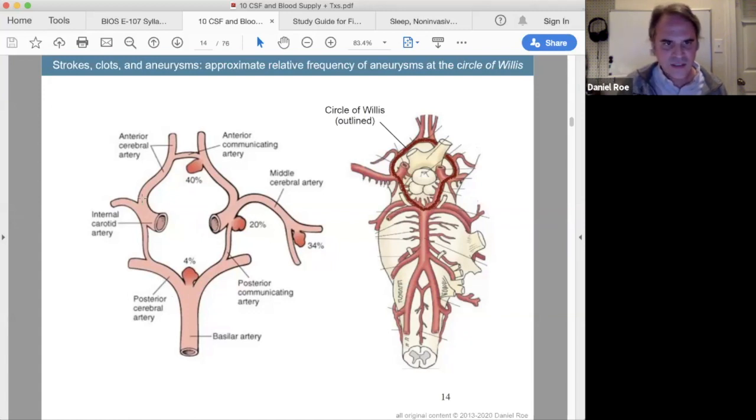So this is the circle of Willis. Here it's outlined. And this is like incidence of different types of aneurysms. They're not super common, but they're common enough that they're noteworthy. Top of the basilar berry. You can have berry aneurysms here, here, here. They happen all around the circle of Willis.